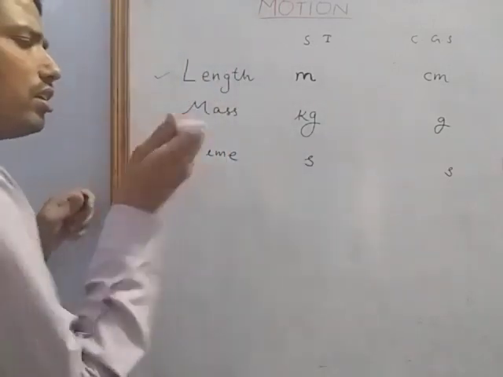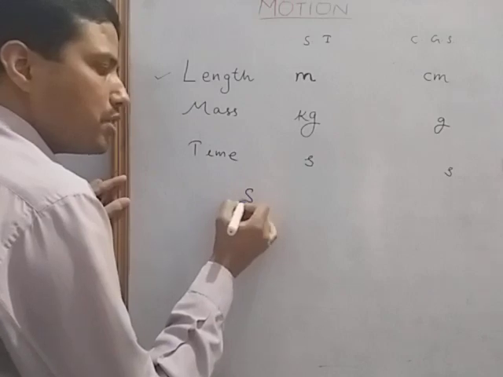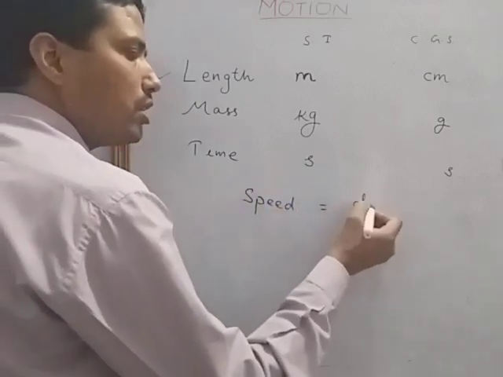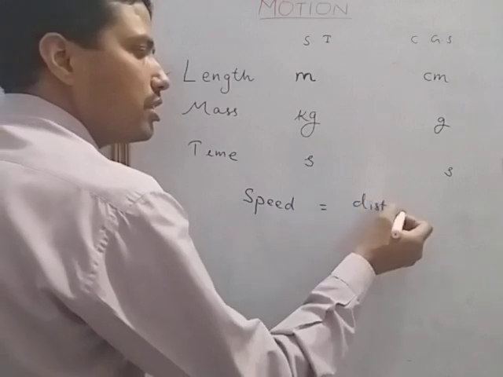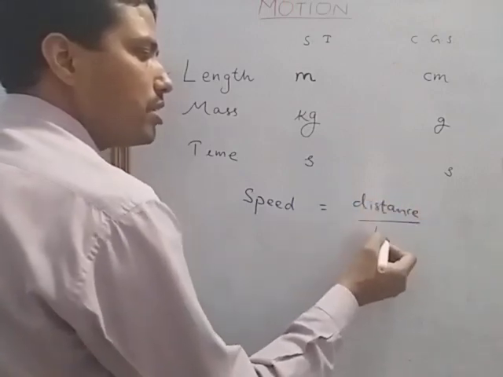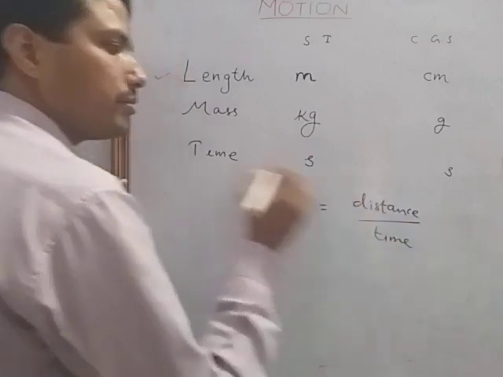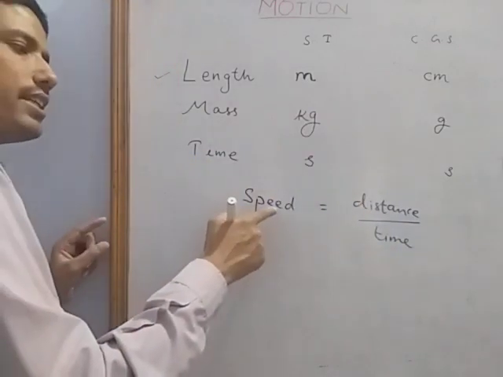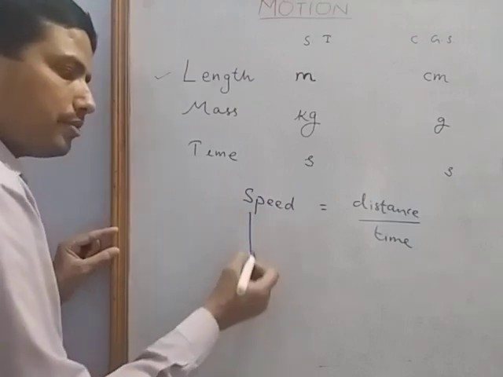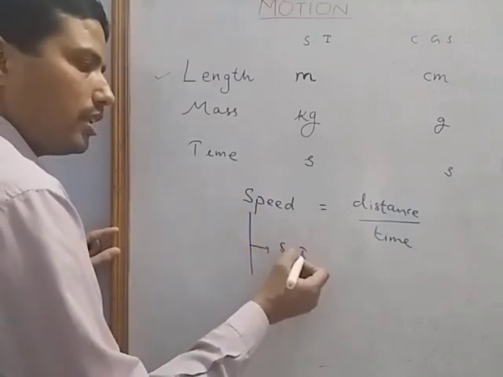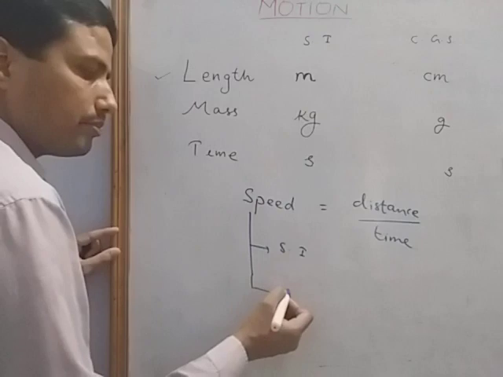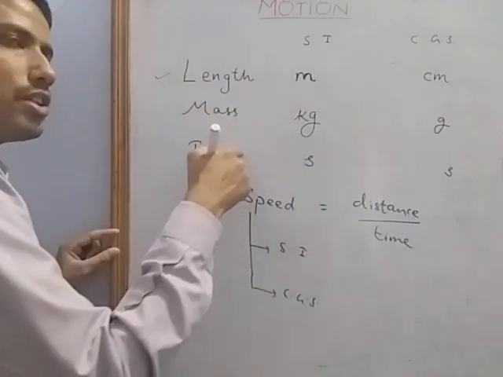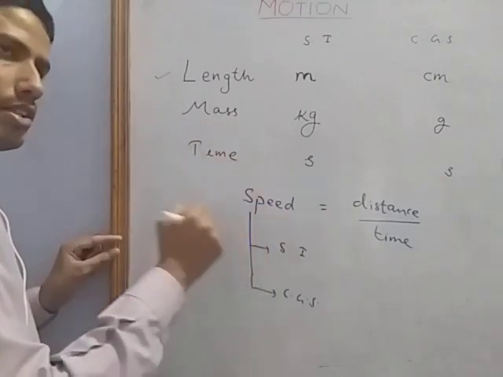For example, all of you know about speed. Its formula you know, it is distance upon what? Time. Now if I ask you what are the SI and CGS units for speed, then you can write the answer easily. If you know the formula and if you know these three combinations, their units, you can write these units.